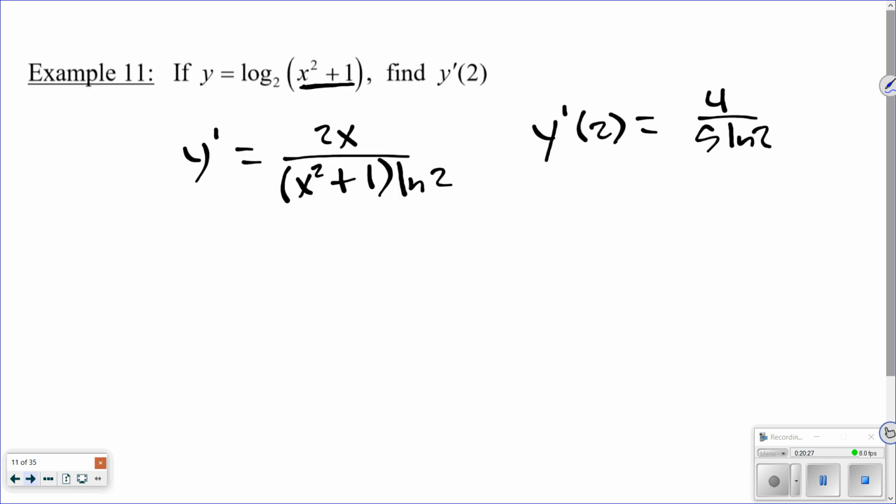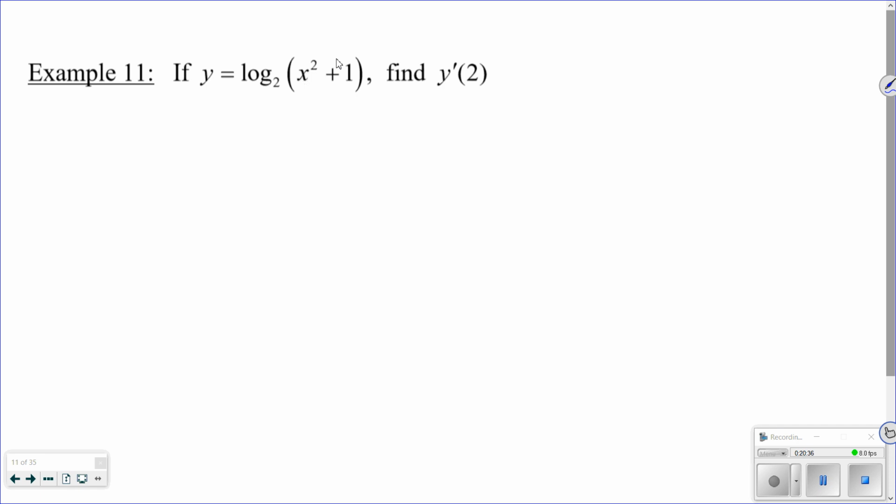All right, let's do this last problem. Sorry I didn't get these last couple erased here. So it says, if y equals log base 2 of x squared plus 1, find y prime of 2. So we want to find the derivative and plug 2 in. So let's find the derivative first.